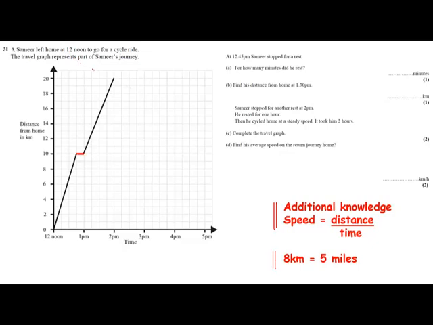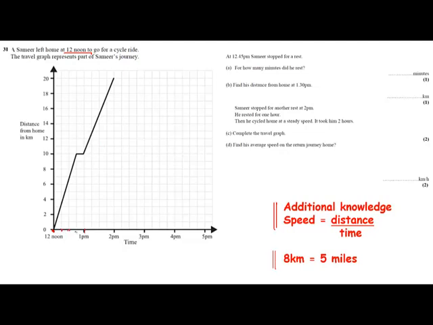I know that Samir left home at 12 noon, right? And if I look at the travel graph, I've got 12 noon there. He goes for a cycle ride. The travel graph represents Samir's journey. At 12:45, Samir stopped for a rest. Now, let's look at the scale. It's important in all of these questions that you actually pay close attention to the scale.